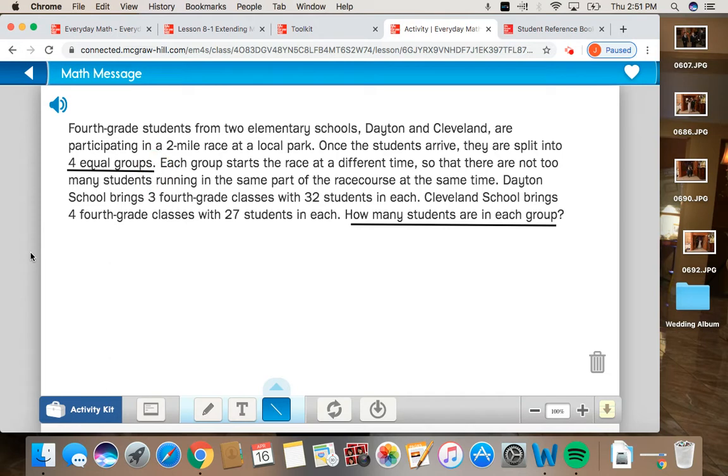So what I want you to do is go ahead, pause the program, and try to figure it out yourself. First, pull out all the important information and organize it. Then think about the steps that you need to take to solve the problem. And then go and solve the problem. I'm going to go ahead with the work that I would do and the steps that I would take as an example. So pause the program so you can solve it yourself first.